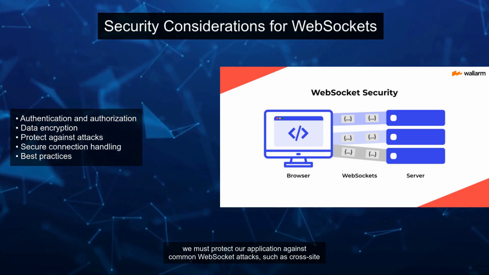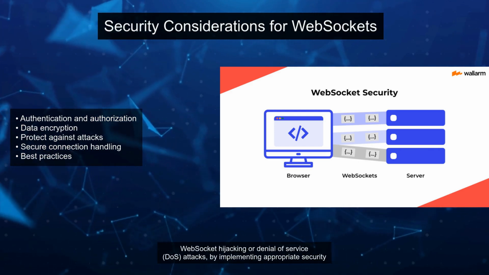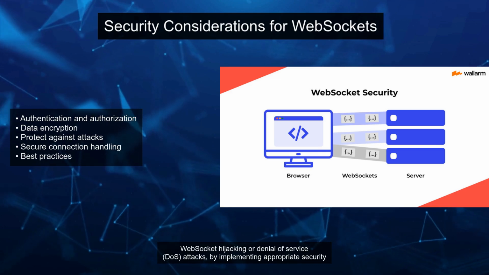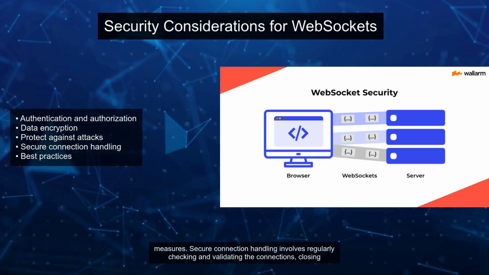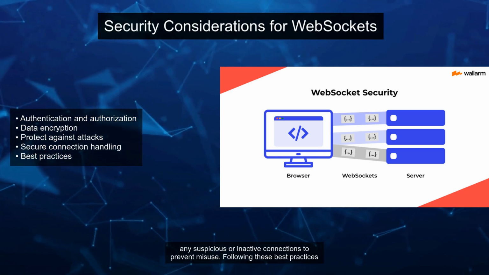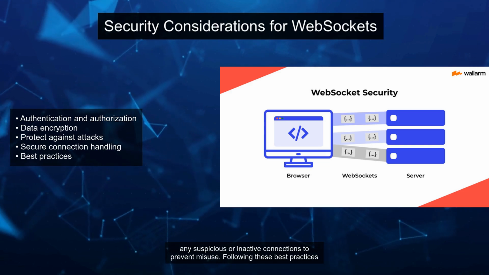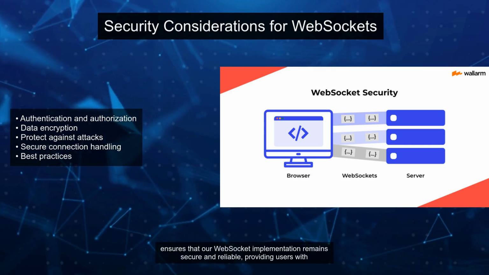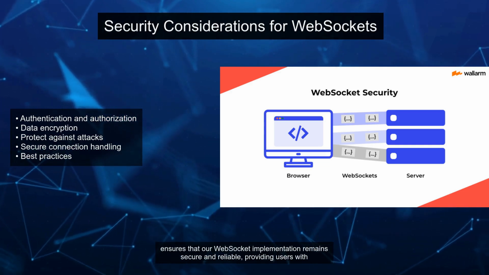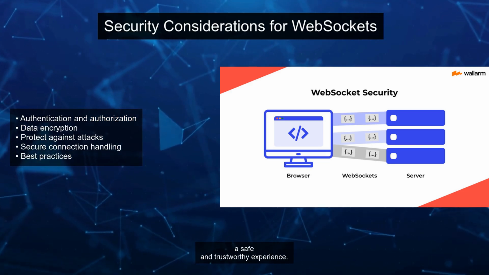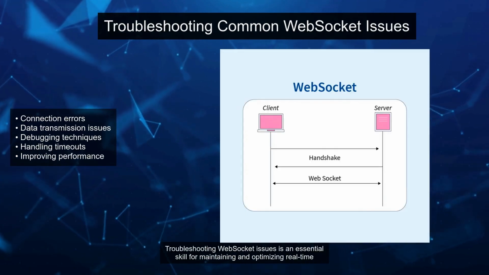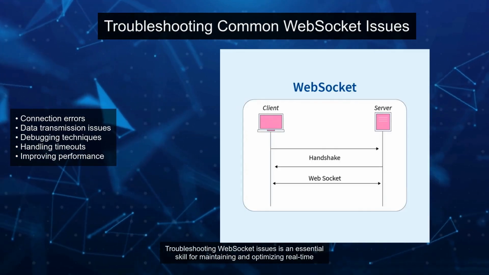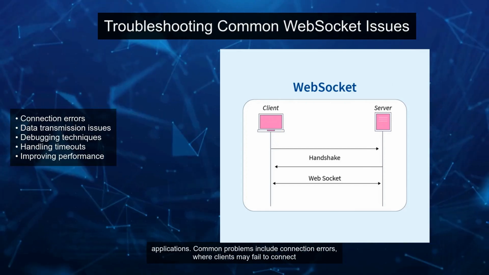Additionally, we must protect our application against common WebSocket attacks, such as cross-site WebSocket hijacking or denial of service (DoS) attacks, by implementing appropriate security measures. Secure connection handling involves regularly checking and validating the connections, closing any suspicious or inactive connections to prevent misuse. Following these best practices ensures that our WebSocket implementation remains secure and reliable, providing users with a safe and trustworthy experience. Troubleshooting WebSocket issues is an essential skill for maintaining and optimizing real-time applications.